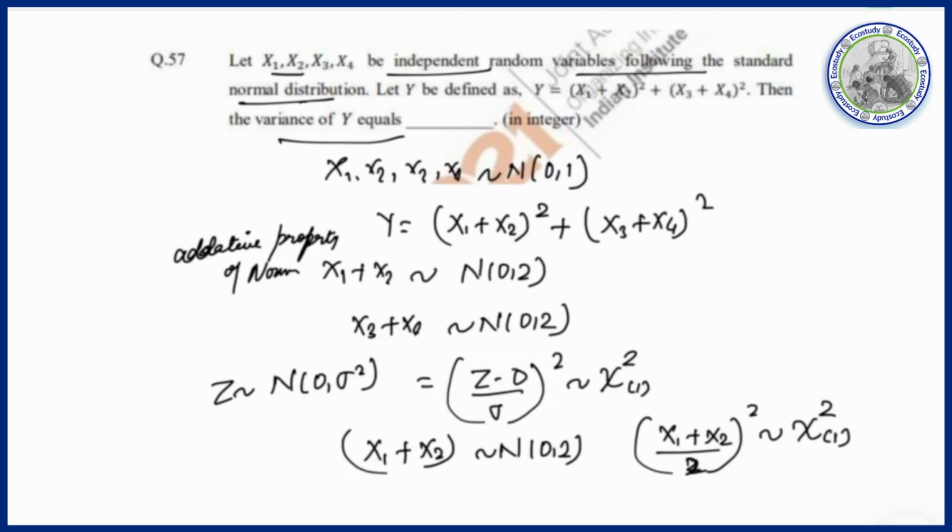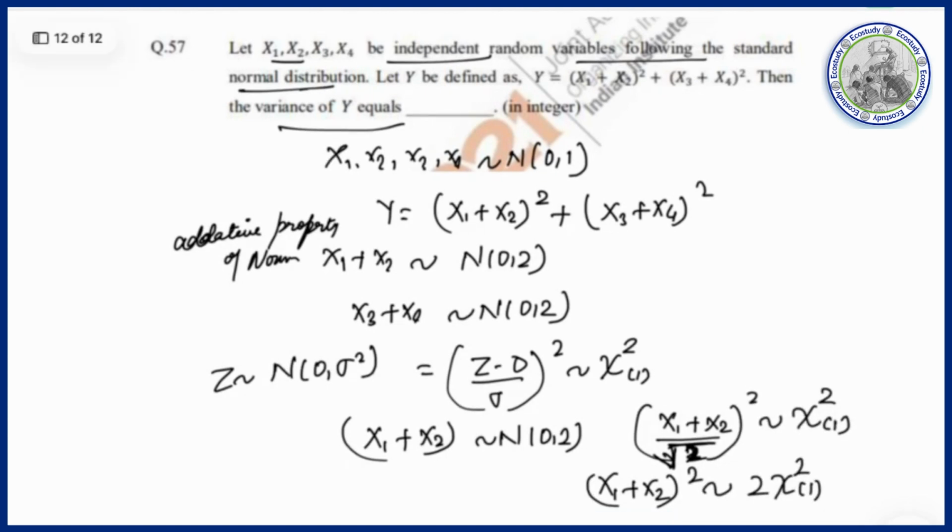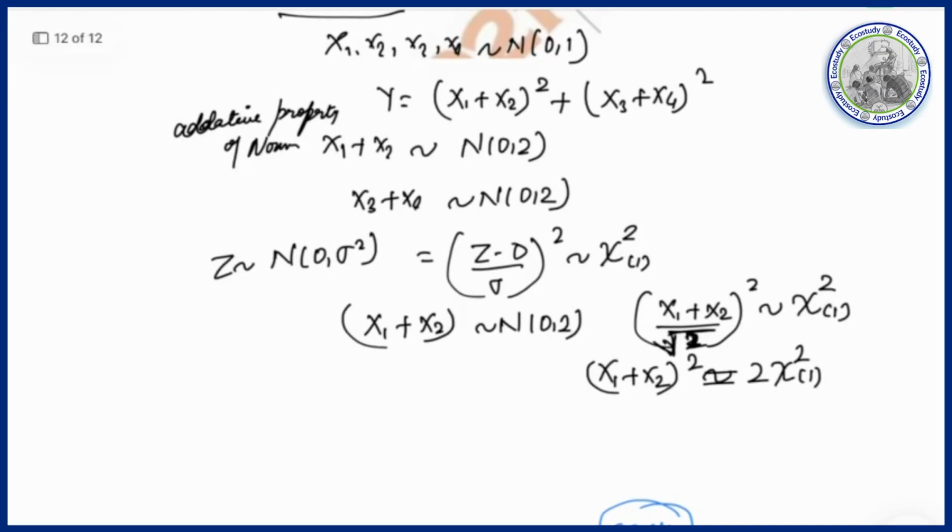Sorry, it is root 2 here. I'm sorry. (x1 plus x2) upon root 2, squared, follows the chi-square distribution. Then (x1 plus x2) squared follows 2 chi-square 1. Similarly, (x3 plus x4) squared follows 2 chi-square with 1 degree of freedom.